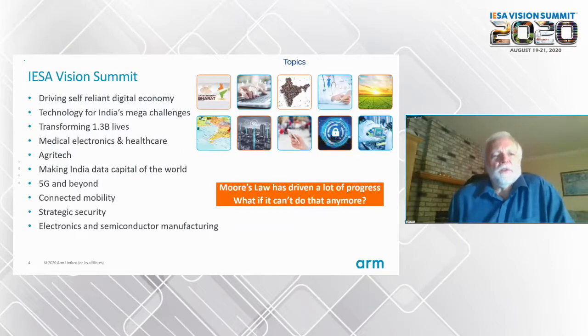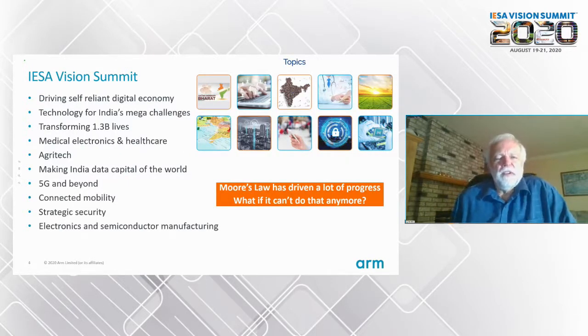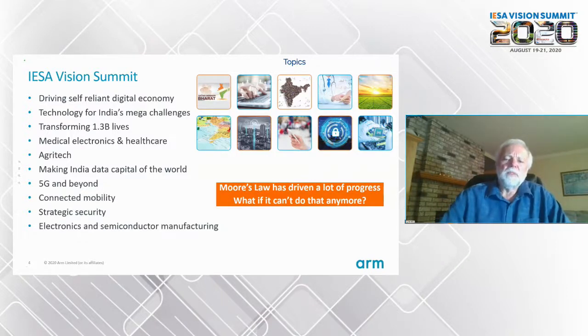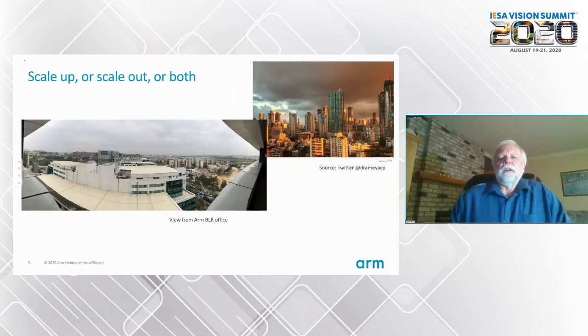I took a look at what was in the Vision Summit list of topics. If we look at all 10 of those topics, we can see that many of them, probably 6 or 7 of them, directly require Moore's Law to go forward, and some of the others as well. So Moore's Law impacts everything. It's driven progress everywhere. But what happens if it can't do that anymore? What happens if it slows, or what happens if it stops? Effectively, we can scale up or we can scale out.